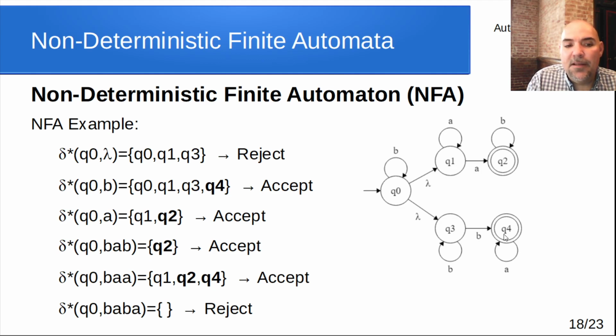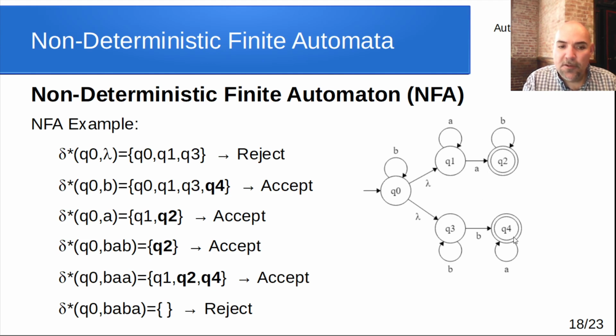And then, or no, wait, it's B, A, B. So B would get us to those, and then A from there. What are all the places I could get to with an A from there? Well, from 0, 1, 3, 4 on an A, I could be in 1. I could be in 2. I could be in 4. So 1, 2, and 4.